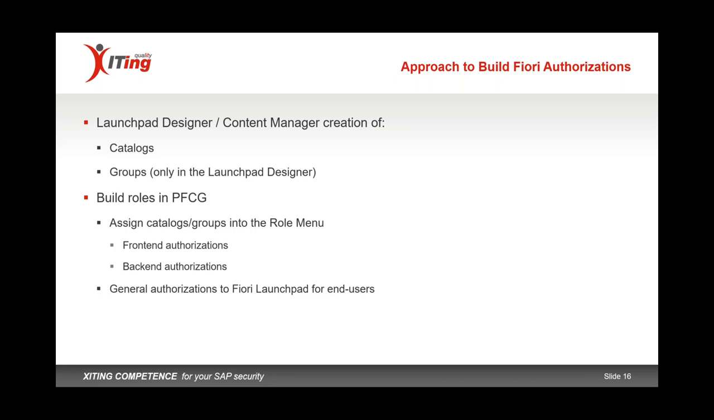Once we have the groups and catalogs built, then we can start building our roles in PFCG. And in PFCG, like I said, we have to deal with the front-end authorizations and the back-end authorizations. Depending on my deployment scenario, whether I have an embedded approach or a central hub approach, I have to build roles on two systems, or I just build them on one. If I go with the embedded approach, which is the one recommended by SAP, then we can build one role.